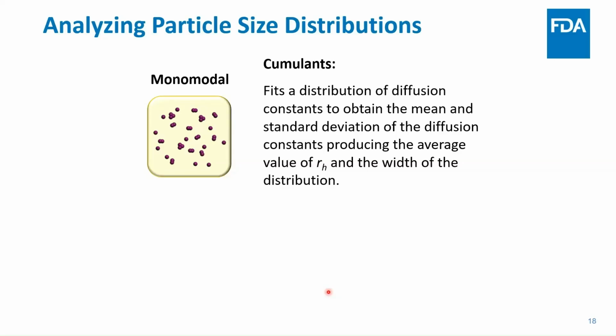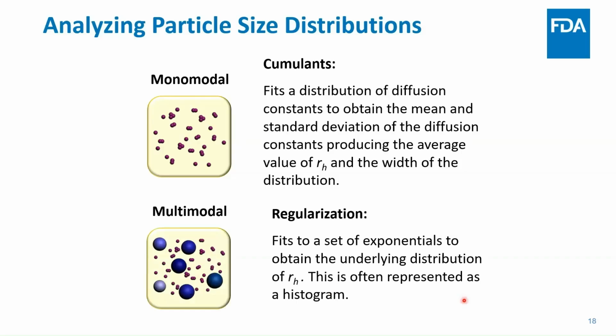Often when you assume you have a multimodal system or a polydispersed system, you'll use what's called distributions fit, multiple mode fit, or regularization. Those are all lumped together. Basically, it takes that exponential curve and fits a series of exponentials to it instead, in order to look at the distribution of diffusion coefficients that could describe that curve. Then it will display it as a histogram. We'll go through a couple of examples here.